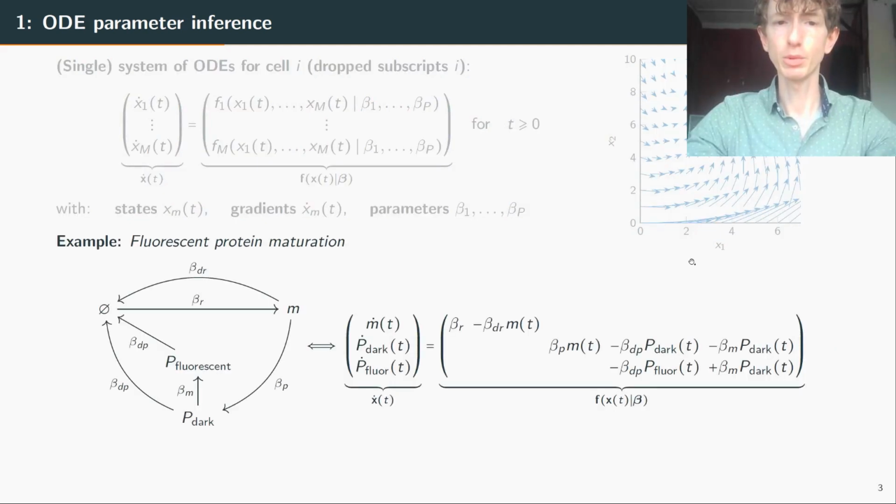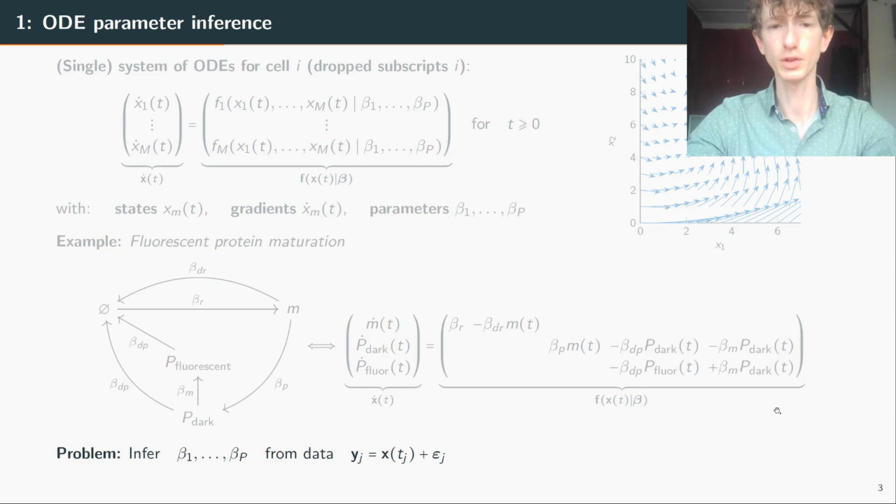An example is the simple model of fluorescent protein maturation, where, for instance, mRNA is generated with rate beta_r and degenerates with rate beta_dr. Dark protein matures at rate beta_m, and so forth. The schematic on the left translates to a three-dimensional system of ODEs with 5 parameters for the rates, as shown here. Given such a model, the central question is which parameters beta fit the noisy measurement data.